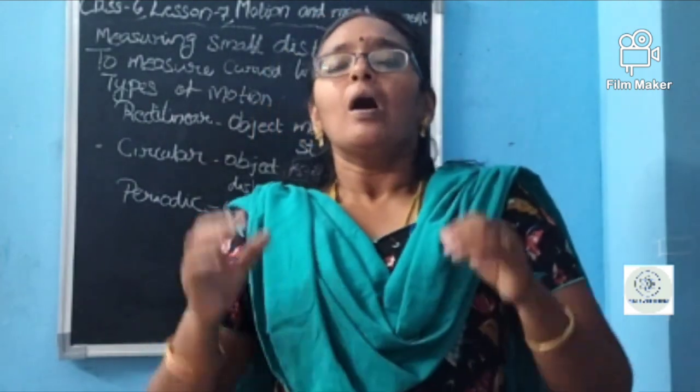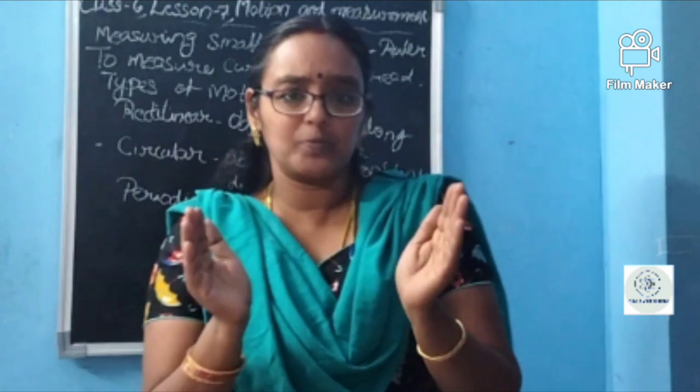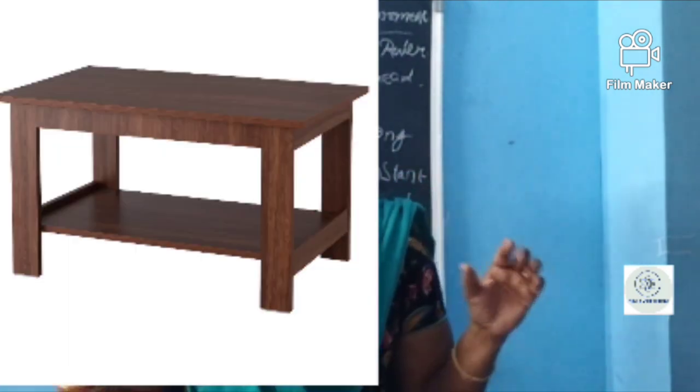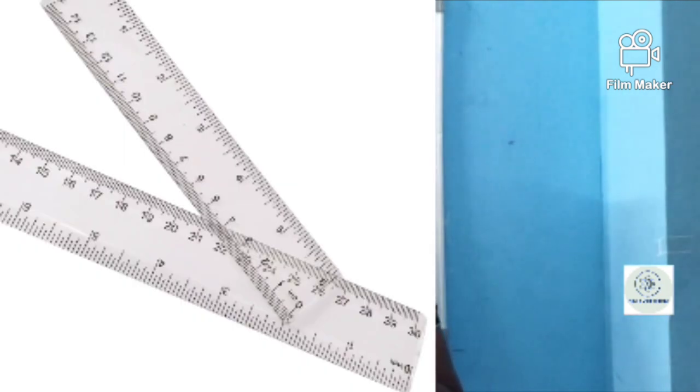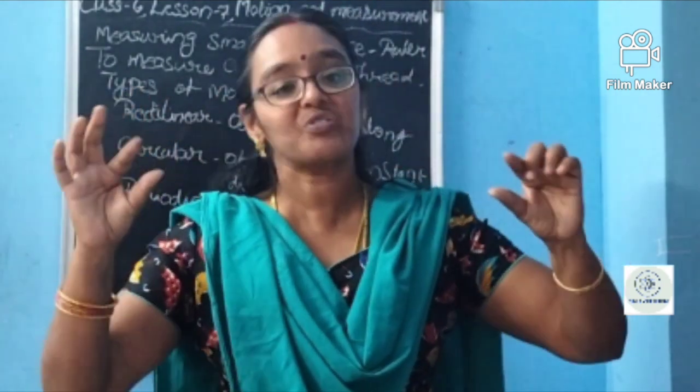Now I am asking you, if an object is a small object and you have to measure the length, if it is straight, what will you use? You will use a ruler for measuring the length, isn't it? You will use the ruler for measuring the length of a small object, if it is straight.